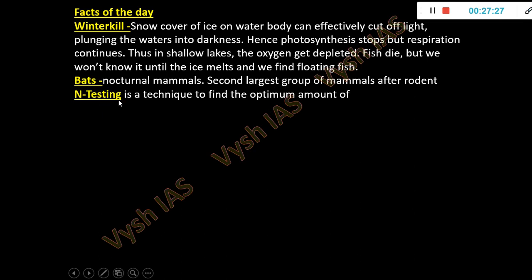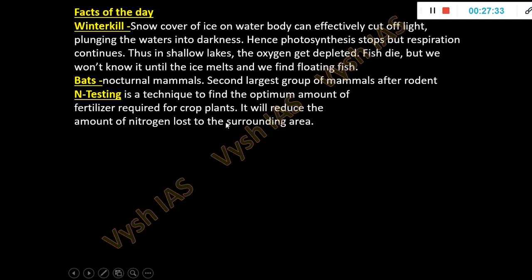N testing, that is nitrogen testing, is a technique to find the optimum amount of fertilizer required for crop plants. Okay, it will reduce the amount of nitrogen lost to the surrounding areas. Okay, so this is again one term mentioned. So nitrogen testing is just to find out the optimum amount of fertilizer required for crop plants.